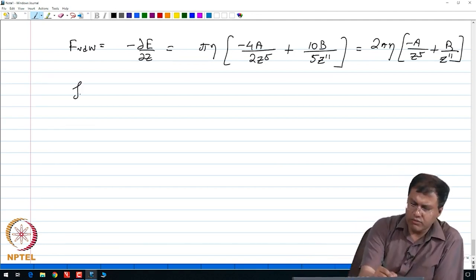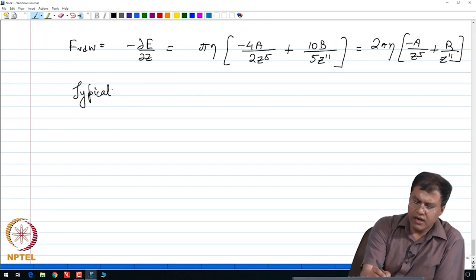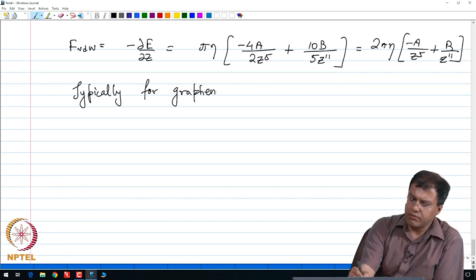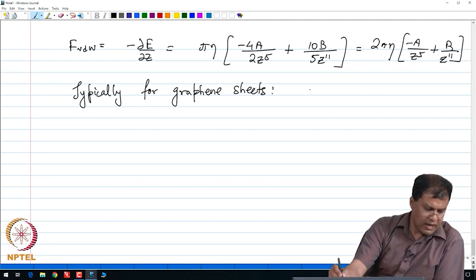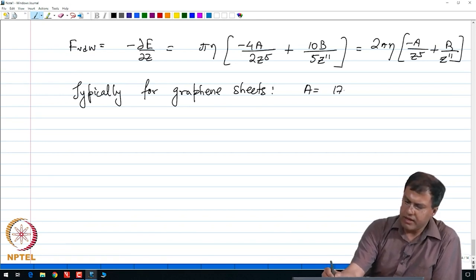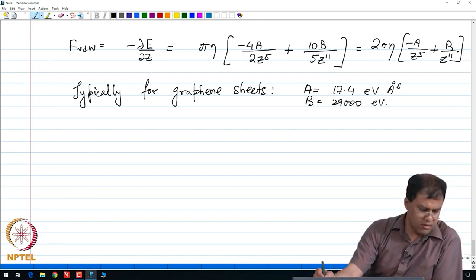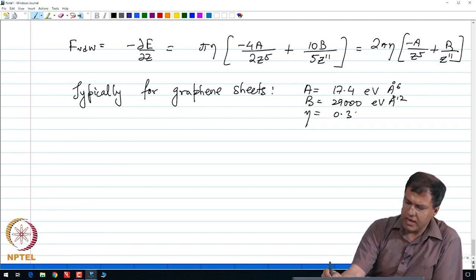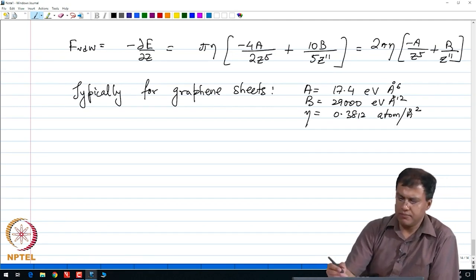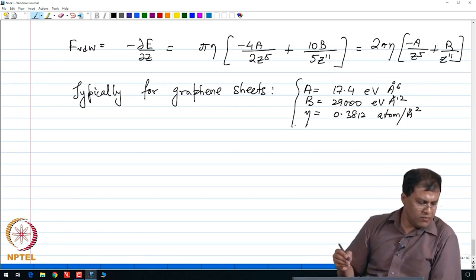Typically, the values of these constants for a graphene sheet are as follows; again, these are from standard physical chemistry textbooks. For graphene sheets, A is 17.4 electron volt angstrom to the power 6, B is a constant in electron volt, and my constant eta comes out to be 0.3812 atoms per angstrom square.